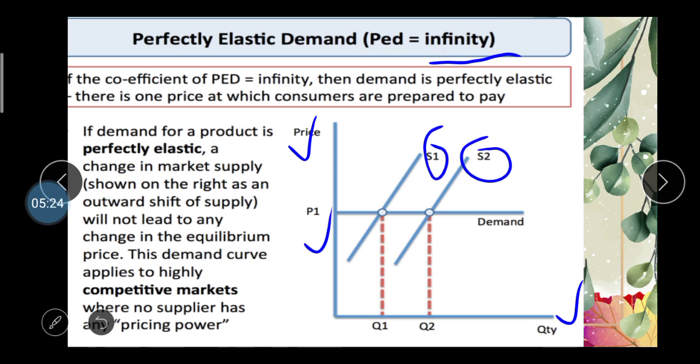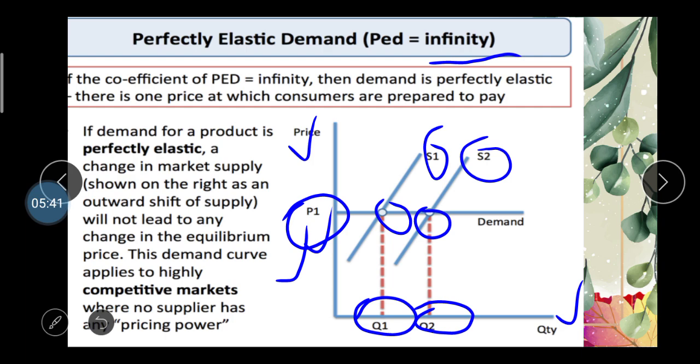So we can say that price is fixed. If the price is not changing, then supply is higher. Take the example: when the price is P1, then your supply is Q1. The price cannot change, but your demand changes. So it's called a perfectly elastic demand, and perfectly elastic demand has elasticity of infinity.